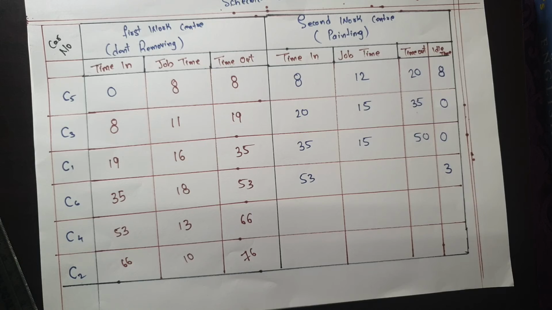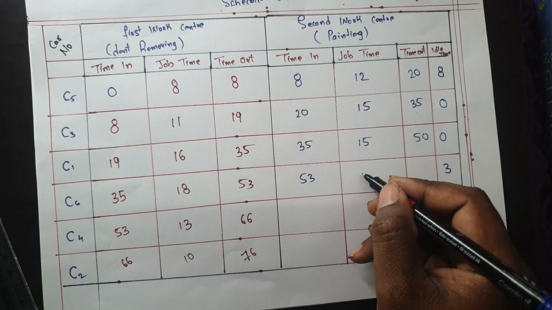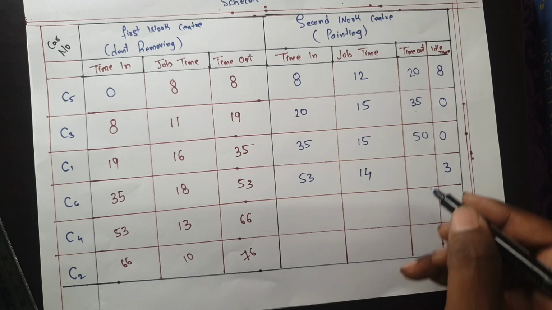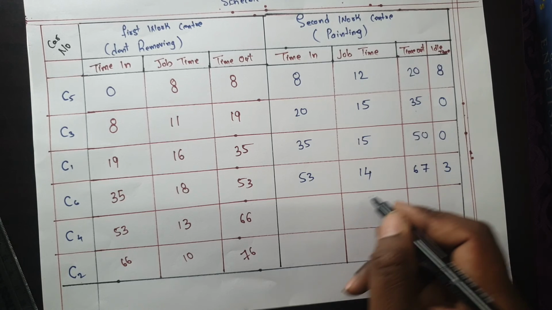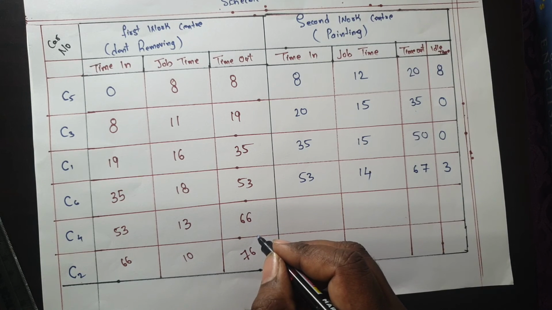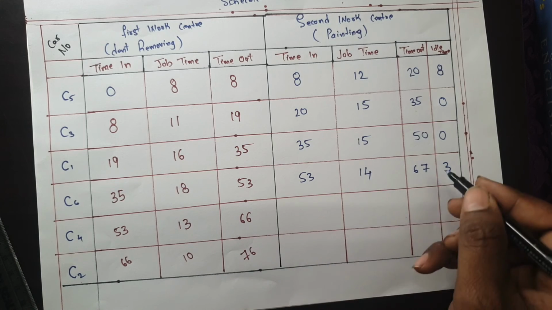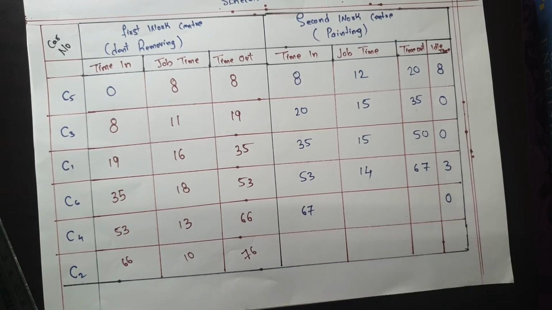So, in C6, which sequence? C6, see here. In C6, what is the value here? 14. So, you have to write 14. If you add this to 53, it will become 67. If you bring this 67, this is 66, this is the less value. So, 67 you can easily bring, no idle time. Idle time is 0.